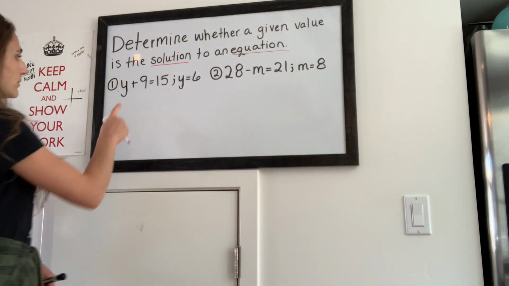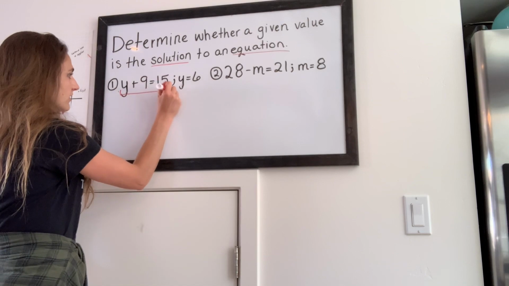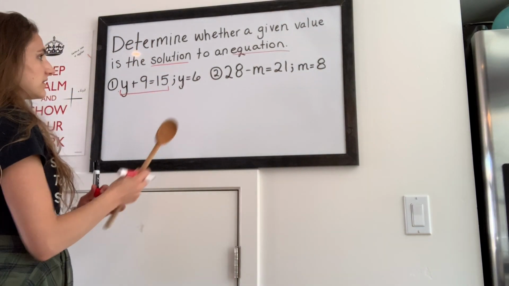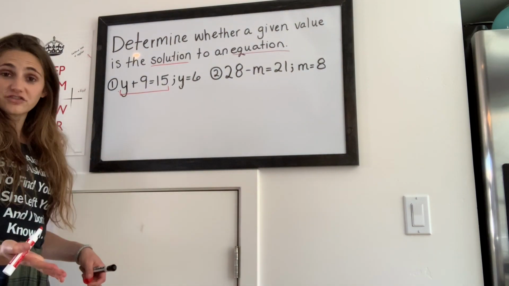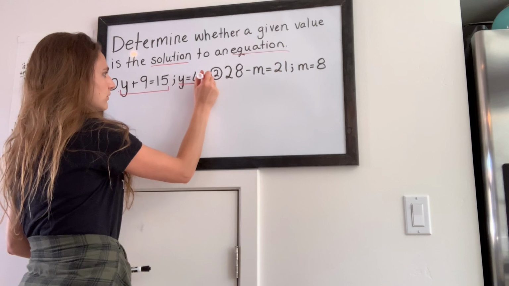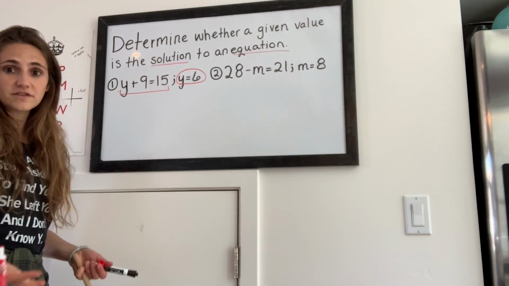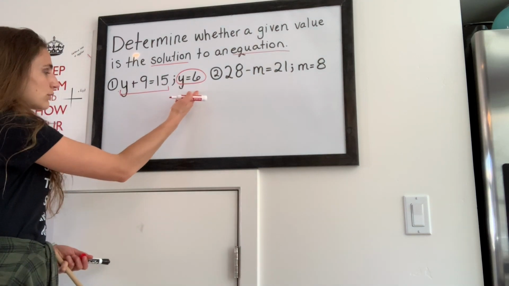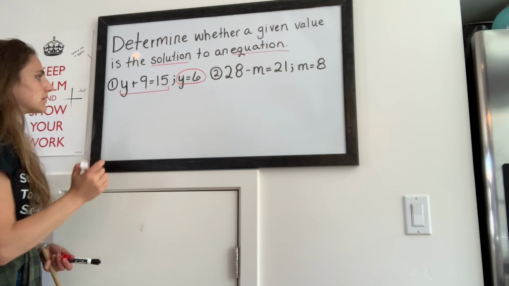In problem number 1, we have y plus 9 equals 15. We now know that that is an algebraic equation. That's the equation being referred to in the directions. Our directions ask us to determine if the given value, in this case it's y equals 6, is a solution to this equation. Now, if it's a solution, y equals 6 can be plugged into this equation to make it true. So let's take a look.